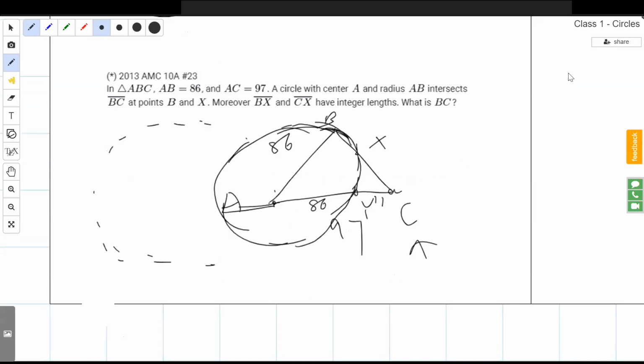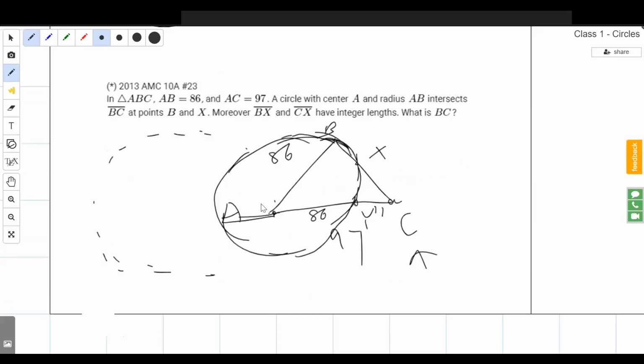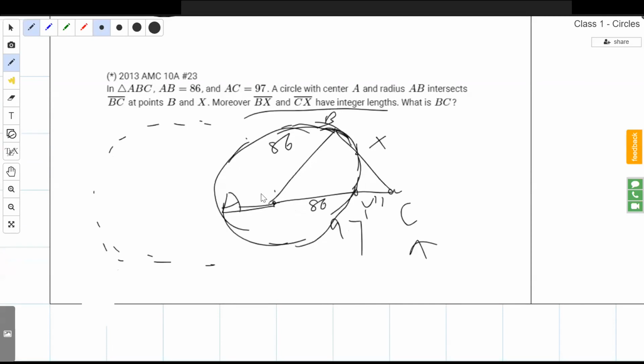And this is also where the fact that we know these are integers comes in, because now we can utilize prime factorizations and stuff. So basically what we have here is that CX times CB is equal to CY times, let's say this point is D, CD.